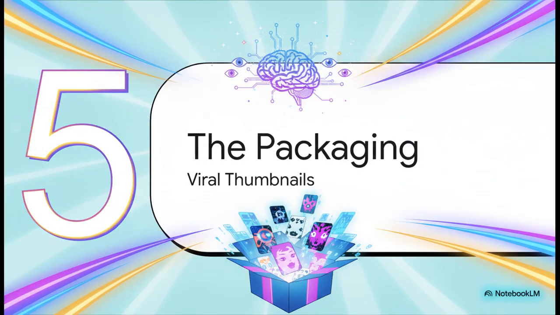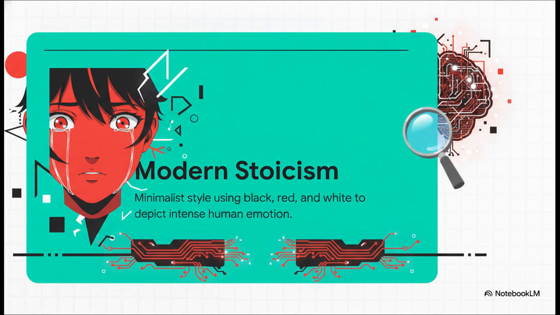And finally, step 5, the packaging. Viral thumbnails. Because let's face it, your amazing video will completely flop without an irresistible visual hook. The thumbnail trend that is just dominating click-through rates in this space right now is called modern stoicism aesthetics. It circles back to our branding step. It's a highly minimalist visual style that relies on intense, high contrast, pure black, bright red, and stark white. These thumbnails usually depict some intense human emotion or an identity crisis, which instantly sparks curiosity and basically forces the viewer to click just to find the solution.